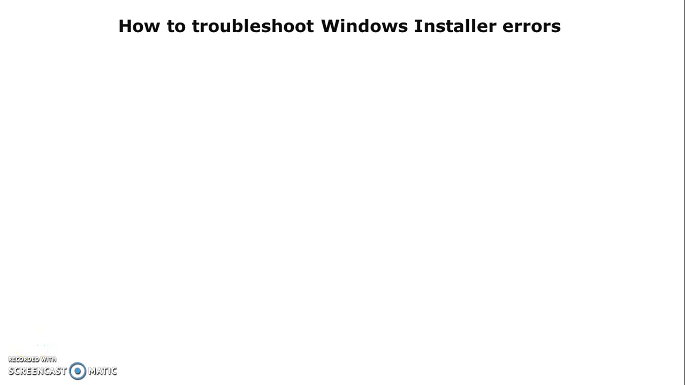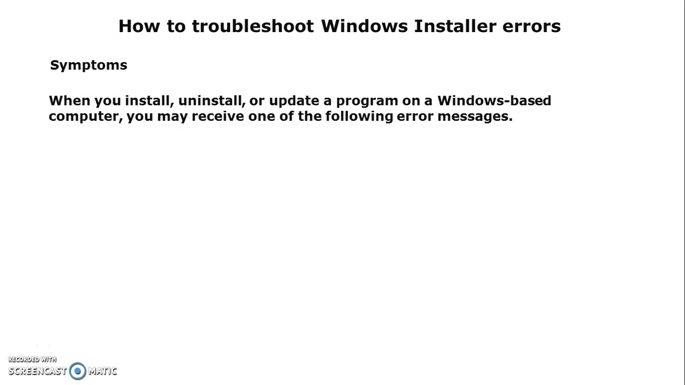In this video, I'm going to walk you through step-by-step instructions on how to troubleshoot Windows installer issues. Now, it is possible that you're trying to install software on a Windows machine, or maybe you're trying to uninstall software, or maybe you're trying to update software. You might get the following error message.